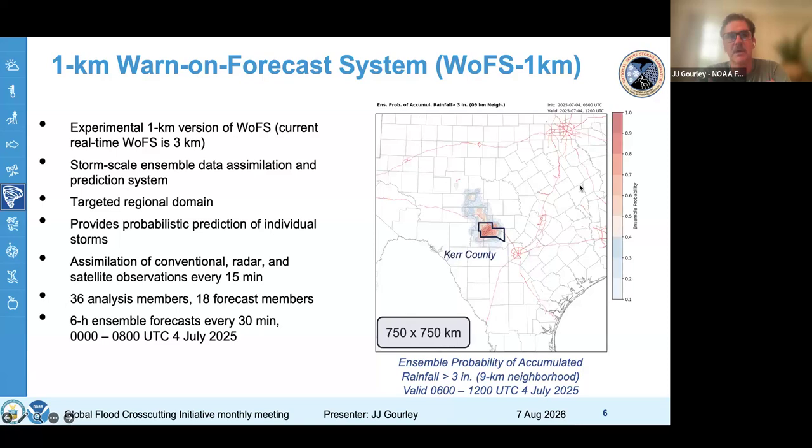The Warn on Forecast System team has a paper out in GRL where they use the Google GraphCast system and basically adapted that for Warn on Forecast. They have an emulator called WoFSCast. So that's one way we can speed things up dramatically by a factor of 30 or so. That enables things like maybe a bigger domain, maybe more frequent runs, more ensemble members, and so on.